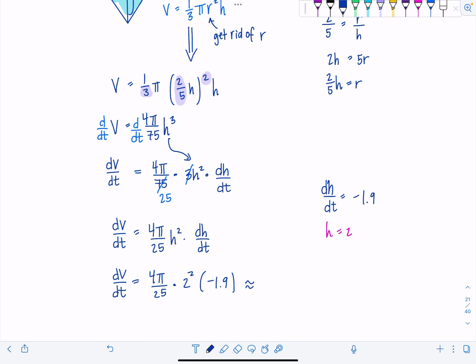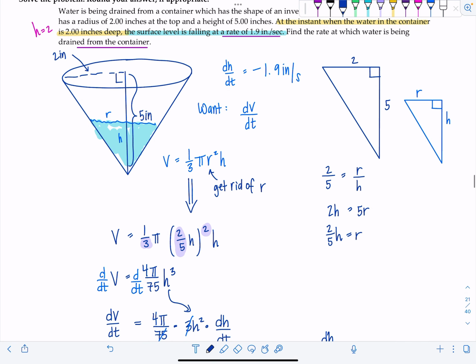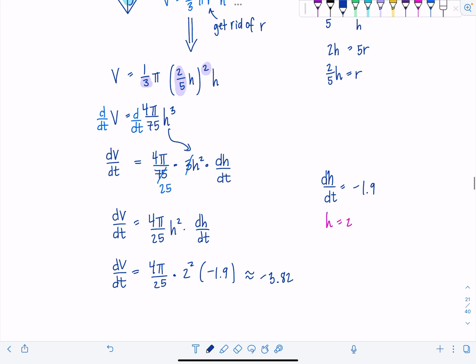If your instructor was not going to let you have a calculator, they probably would not use 1.9. You know what I mean? Times negative 1.9, and then divide all of that by 25. And I got negative 3.82. Find the rate at which the water is being drained from the container. So I'm just going to leave it negative 3.82 dV/dt. That's going to be inches cubed per second.